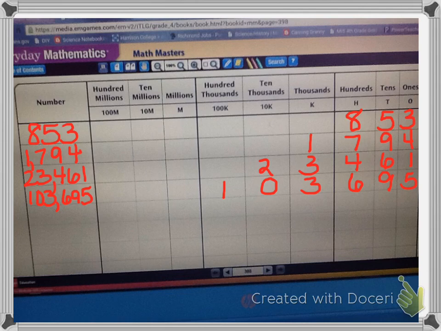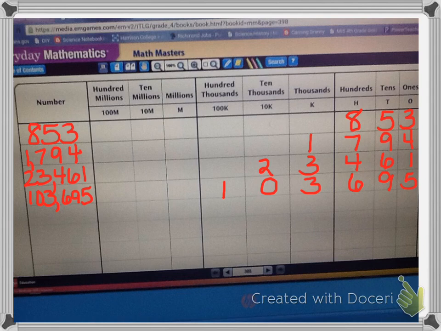Okay? We go down to the second number where I have 1,794. If I place the 4 in the ones column first, and then the 9 working my way backwards, I end up placing the 1 in the thousands column and the 7 in the hundreds column. Okay, this is one way to organize your numbers, because sometimes when you have a number that has zeros in it, it will force you to place those zeros in the correct spot on the place value chart.